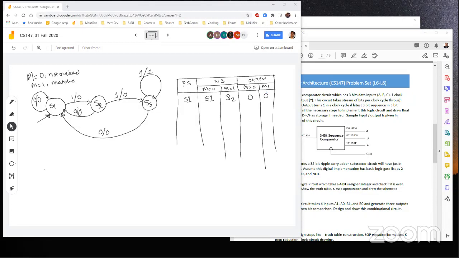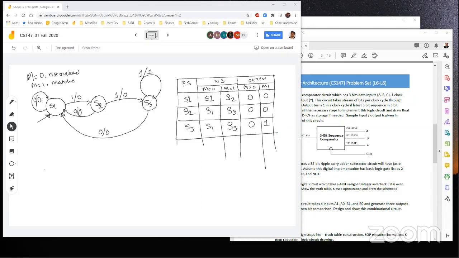And then if my state is S2, then if it is 0, I go to S1 with output 0. And if it is 1, I go to S3 with output 0. Now from S3, if it is 0, I go back to S1, output 0. And if it is 1, then I stay at S3 with output of 1. So that becomes your state table.